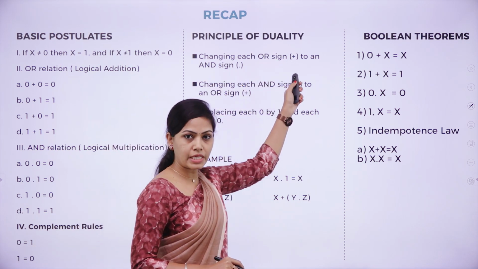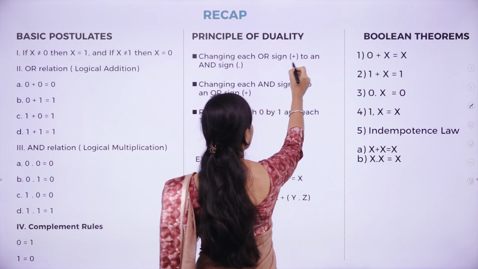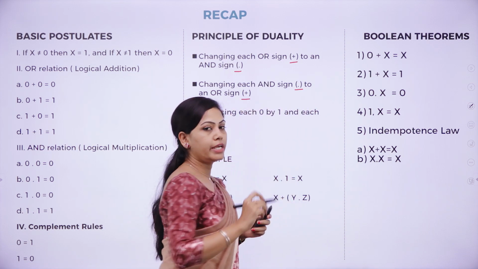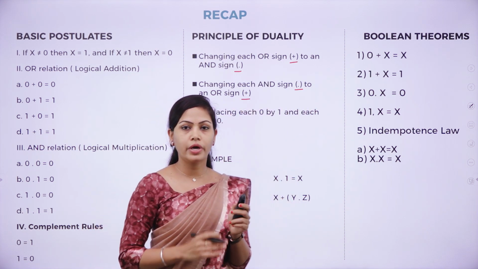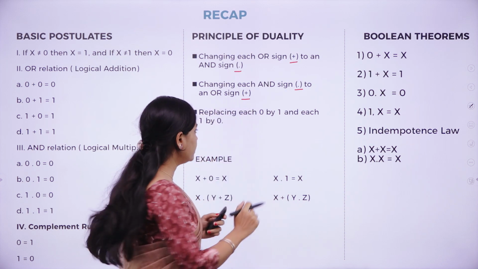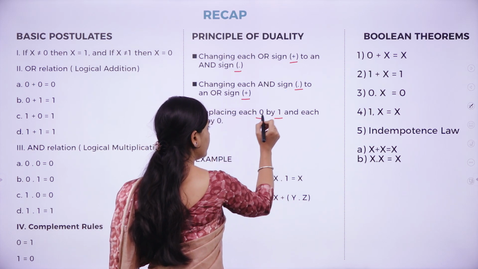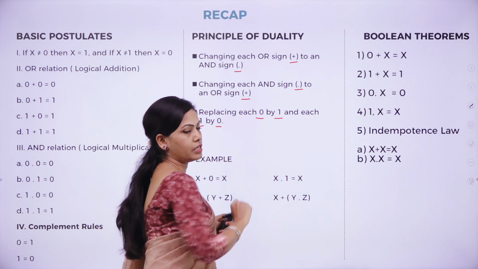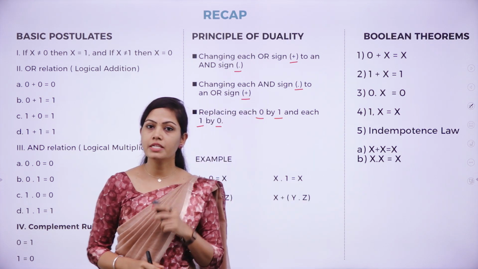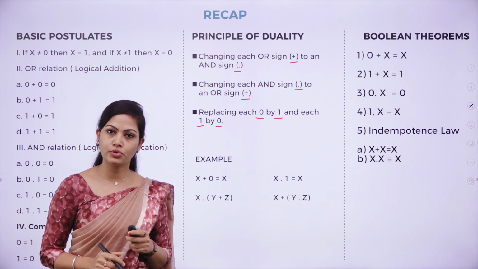Changing each OR sign to an AND sign and each AND sign to an OR sign, that means plus to dot and dot to plus, and 0 by 1 and 1 by 0. This is called the principle of duality. I will tell some example problems for duality.